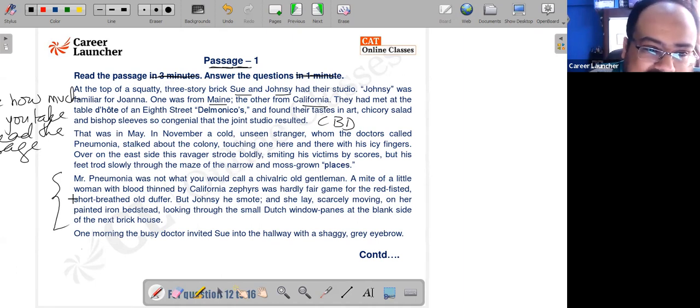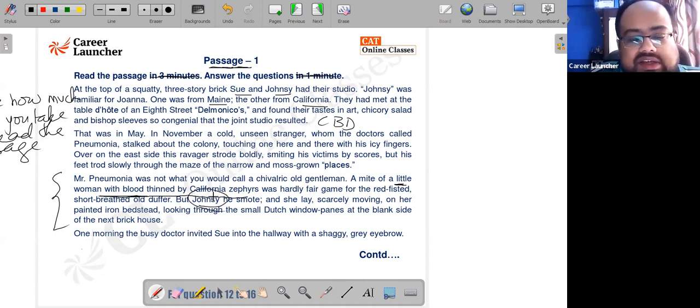All of you just have a look at the third paragraph. In the third paragraph, it says a mite of a little woman with blood thinned by California zephyrs. Zephyrs is breeze, B-R-E-E-Z-E. Was hardly fair game for the red-fisted, short-breathed old duffer. So this duffer is basically personification for Mr. Pneumonia. And this mite of a little woman with blood thinned by California zephyrs, whom is this referring to? This is referring to John C. Because it says, but John C he smote. Smote is basically hit, H-I-T, hit.